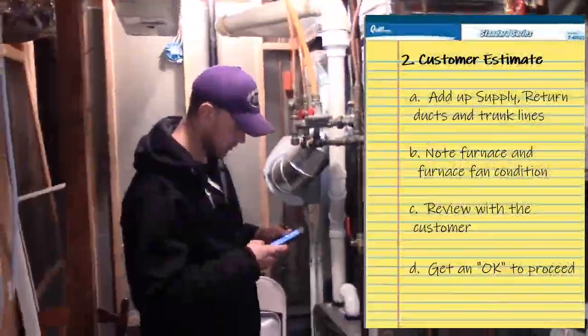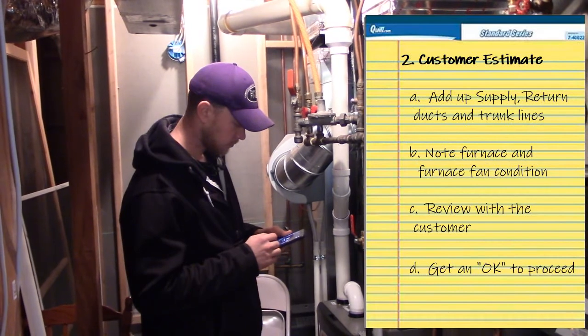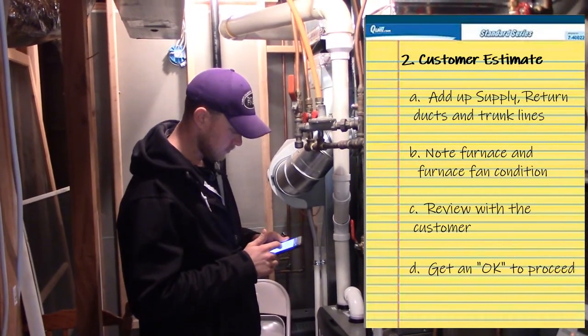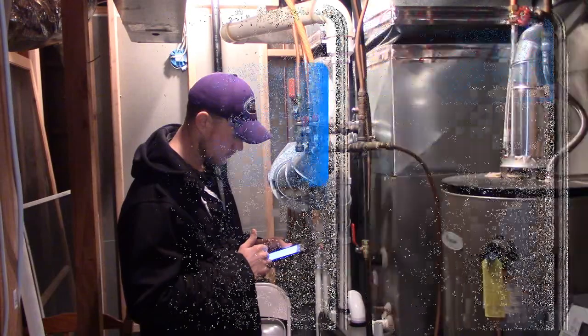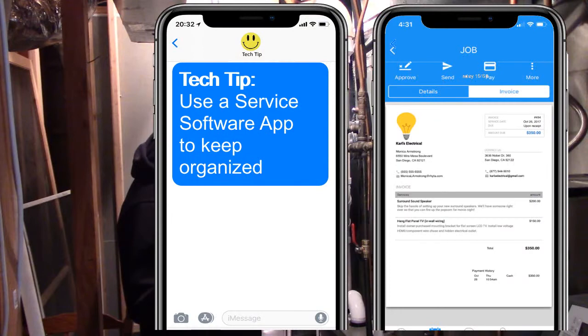Next, prepare the customer's estimate. Add up supply and return ducts and trunk lines. Note furnace and furnace fan condition. Review the quote with the customer. Get an okay to proceed. Here's another tip from our expert tech. Use a service software app to keep organized and prepare an invoice. There are several home service apps available to help you out.